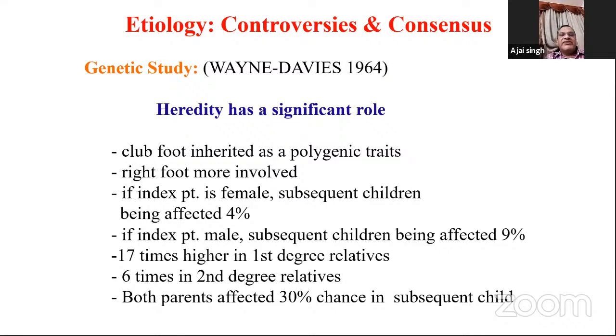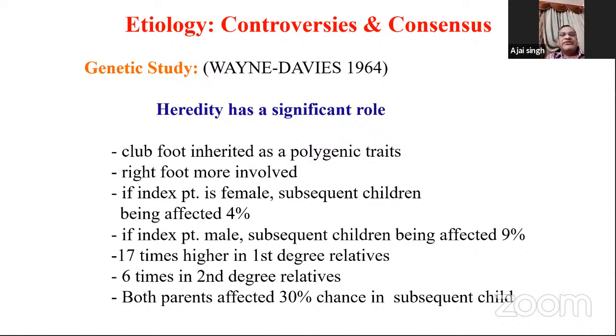In 1964, a genetic study by Wynne-Davies found that heredity plays a very significant role in the occurrence of clubfoot. They found that clubfoot is inherited as a polygenic trait from parents to children, and that the right foot is more involved in most cases.